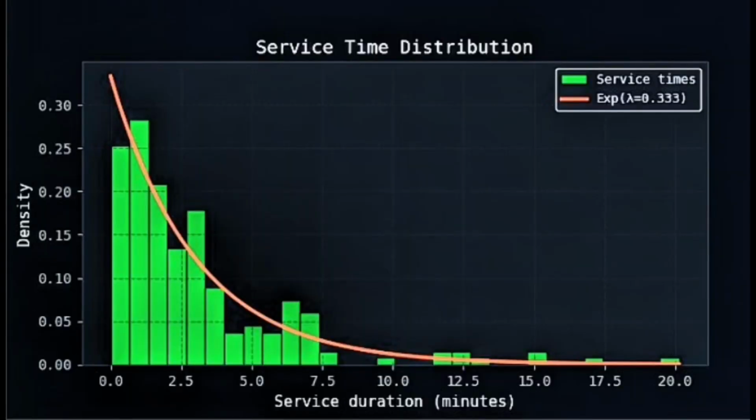This green histogram validates the second pipeline, the service pipeline. The bars closely follow the theoretical red curve. The simulated average was about 3 minutes versus the theoretical average of about 3 minutes, a difference of less than 1%. Two independent pipelines, the same mechanisms, functioning correctly at the same time.